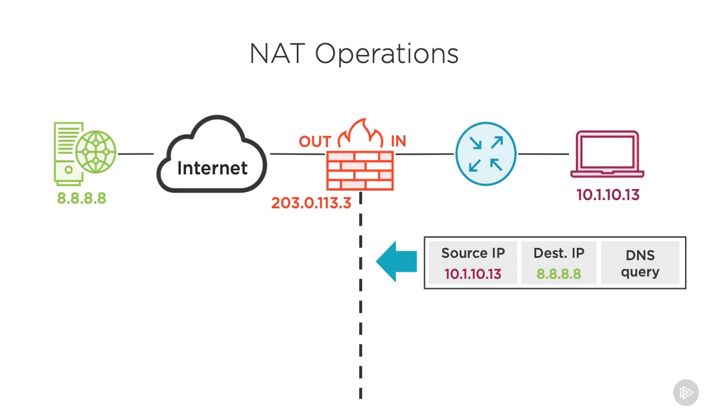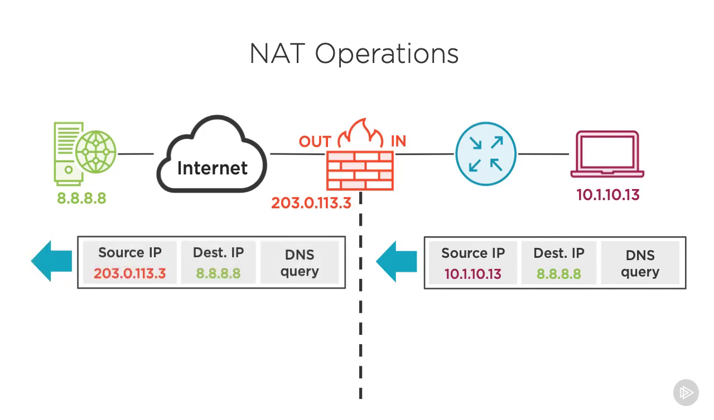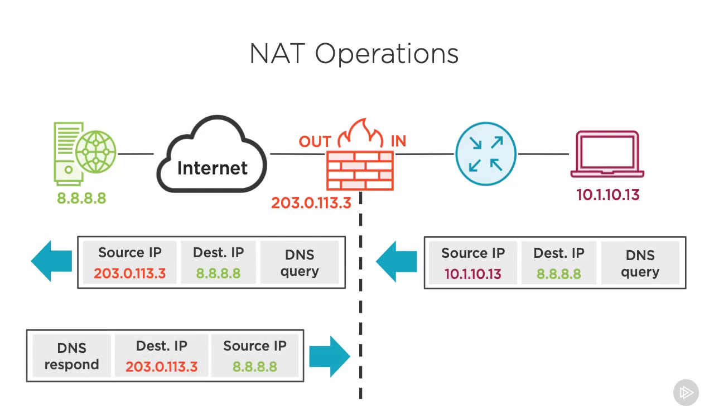No surprises yet. The NAT device will translate the source IP from 10.1.10.13 into 203.0.113.3, making the DNS server think that the firewall originated this packet. When the DNS server responds, it does so by targeting the firewall as its destination. The DNS server has no idea about the GlobalMantic client thanks to NAT.